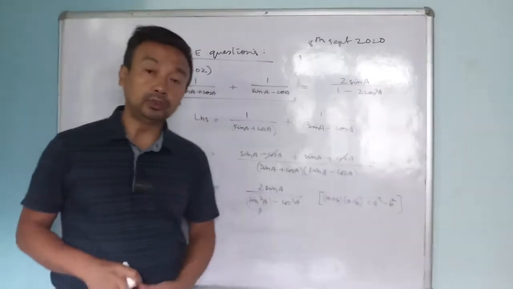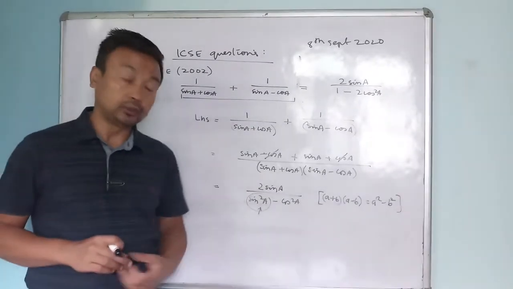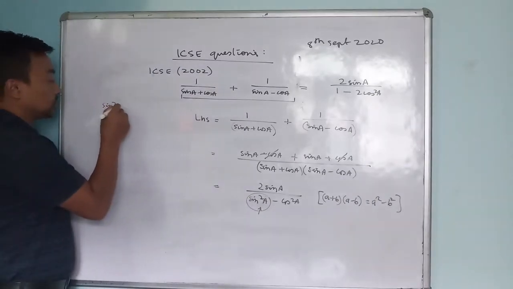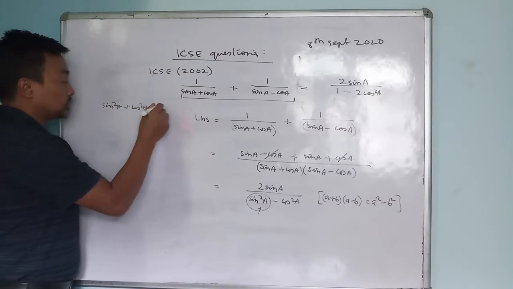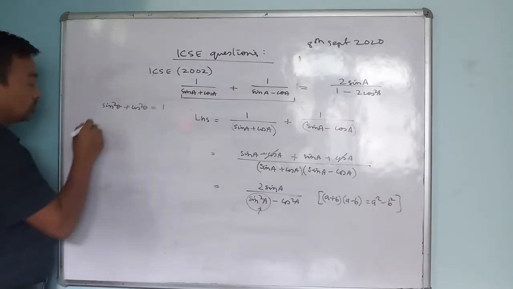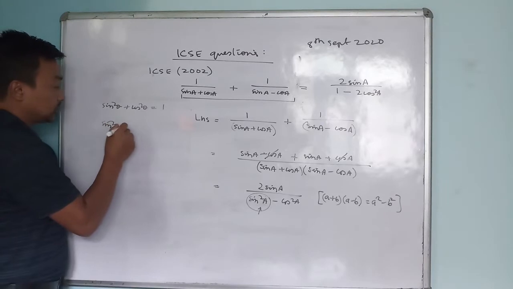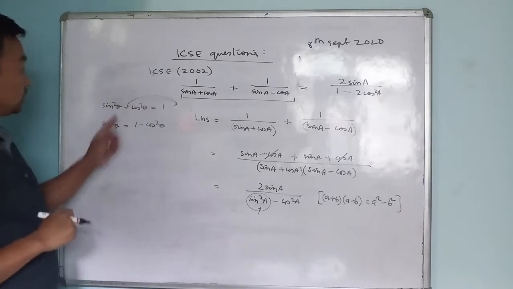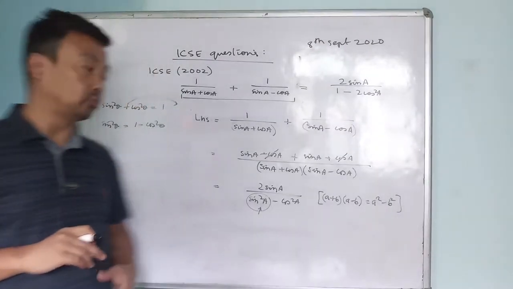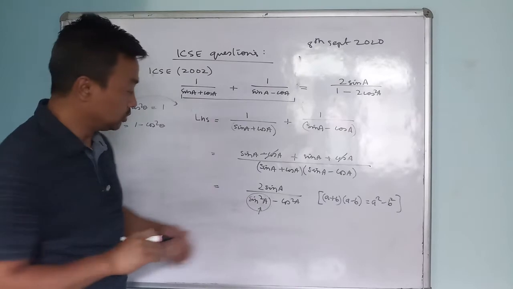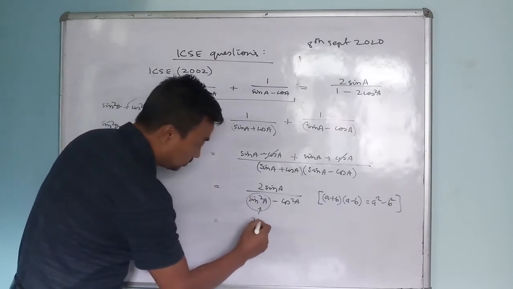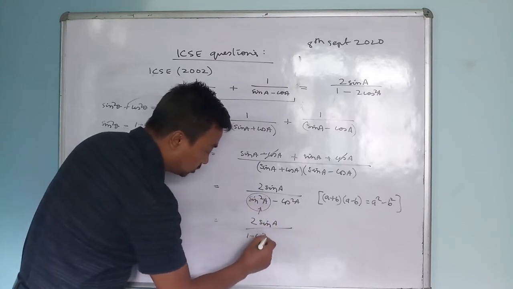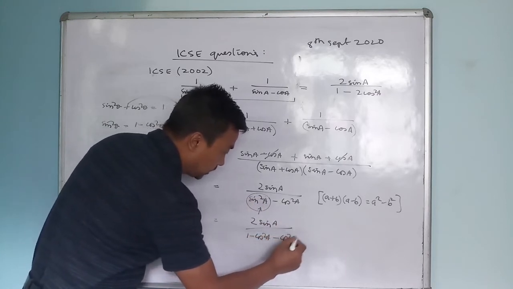So now you need to tell me which formula is going to be applied here. That we have learned. Sine square theta plus cos square theta equals to 1. This is the identity. So from here, sine square theta equals to 1 minus cos square theta. So plus cos square theta will go to the other side and become 1 minus cos square theta. So here you will replace that. So sine square A is 1 minus cos square A minus cos square A.